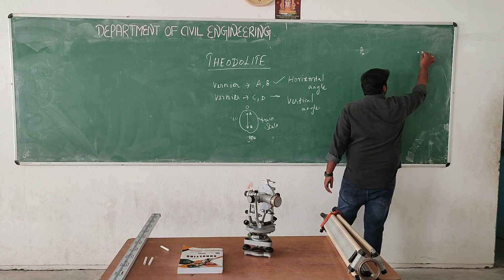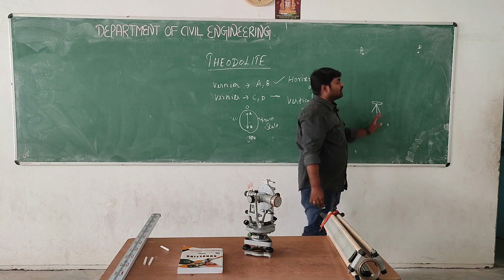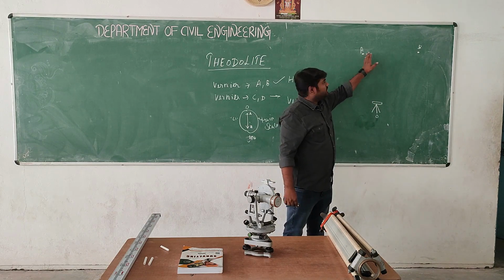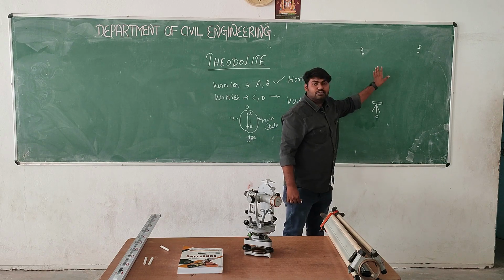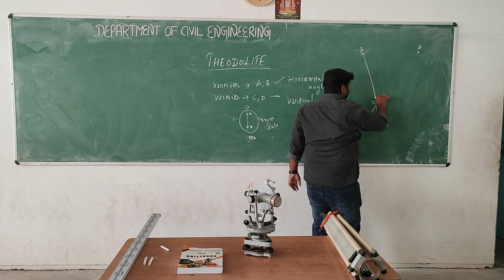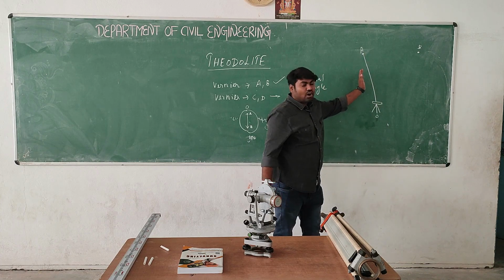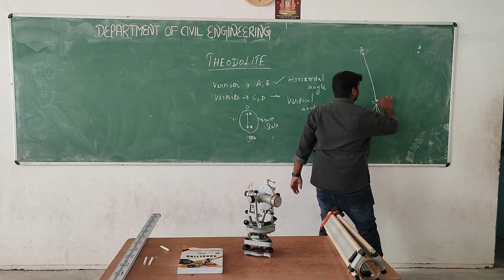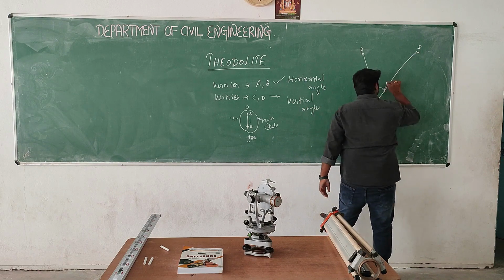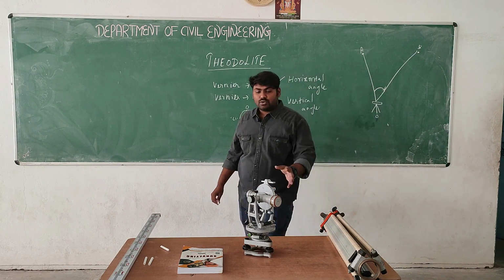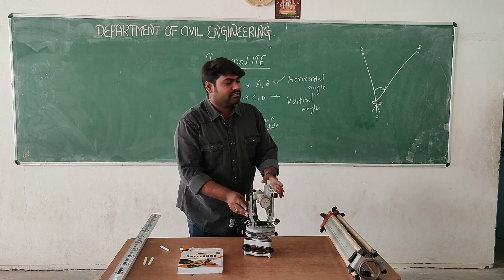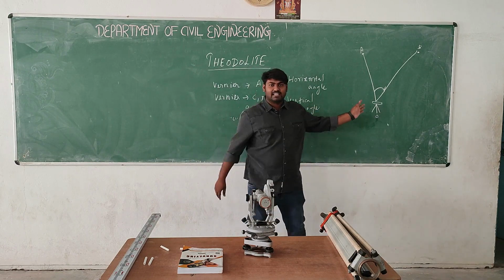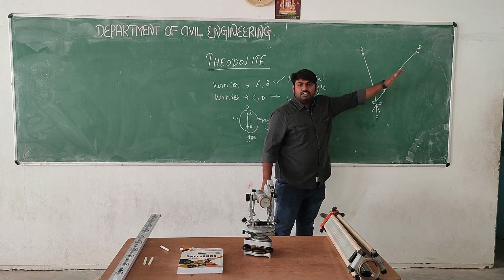This is another object, whether it should be A or B, whatever object is there, whether we are considering a building or a tree, whatever object we have to focus on. From this object to this object we can find out the angles. With the help of the theodolite we have to find out the horizontal angle from A to B.